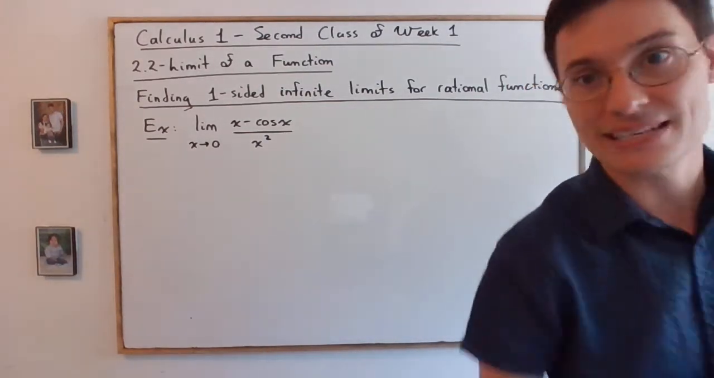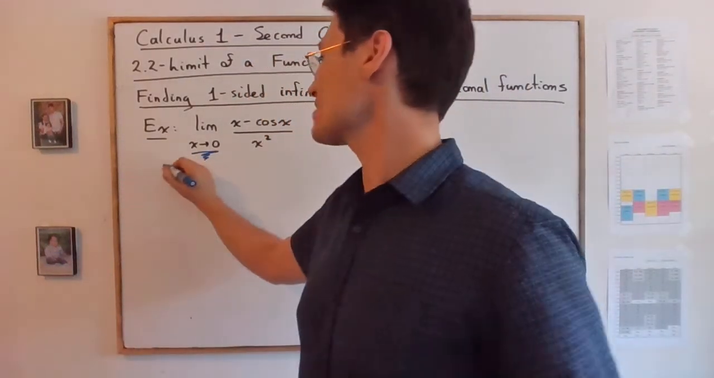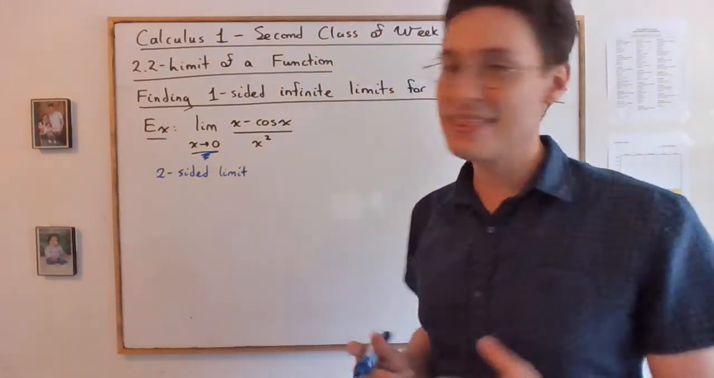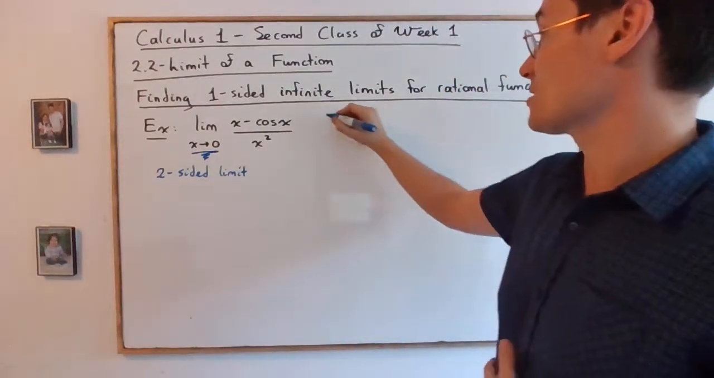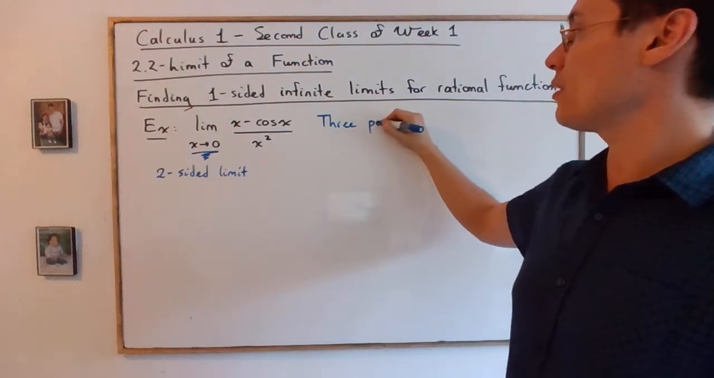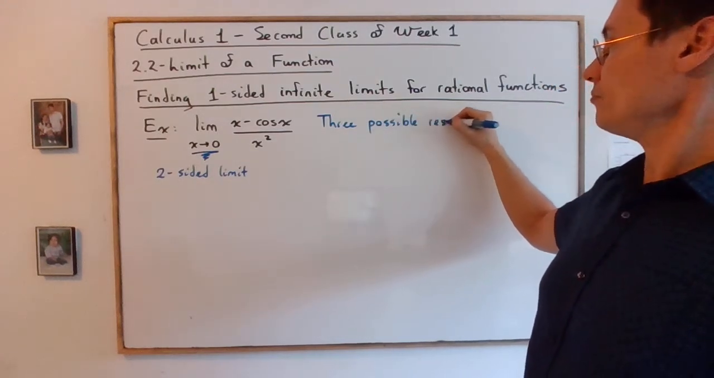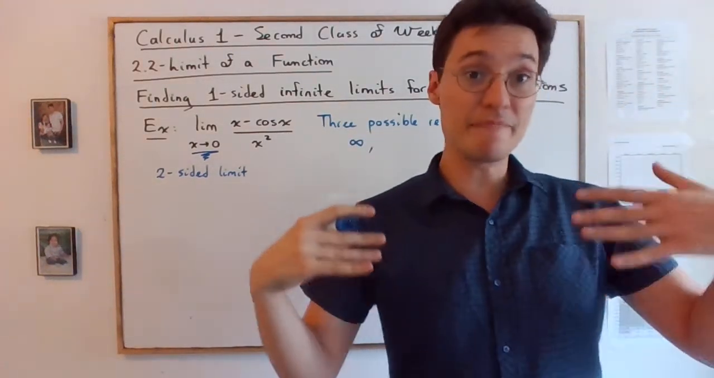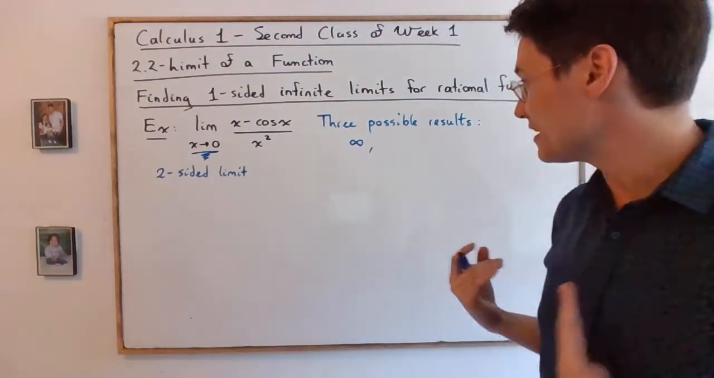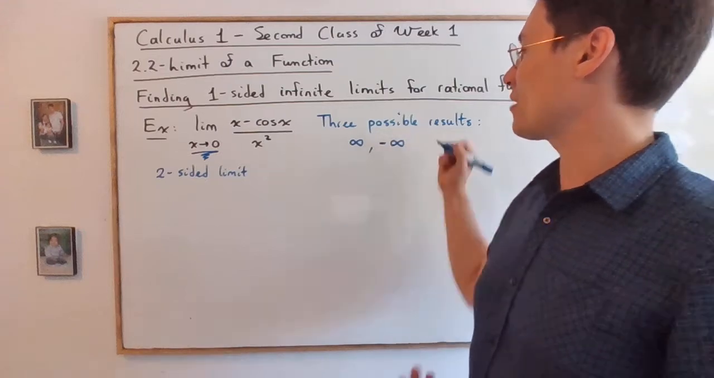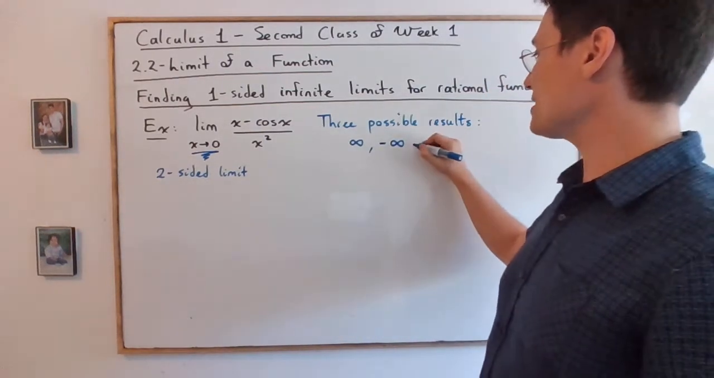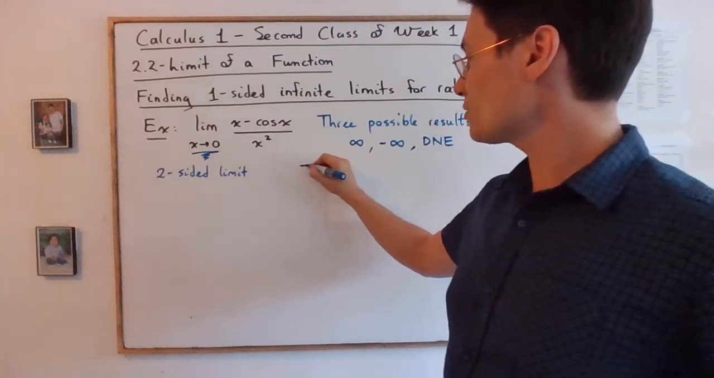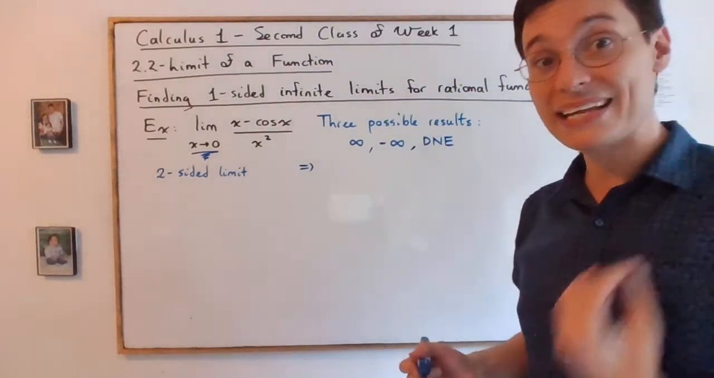However, there is a difference. And the difference is in the fact that this is a two-sided limit. So it's not a one-sided limit, it's a two-sided limit. And as such, there are three possible results. These could be infinity: if both sides are going to infinity, the result will be infinity. If both sides are decreasing without bound, it will be negative infinity. And if both sides don't agree, it will be non-existent. So to figure it out, what we need to do is to compute both one-sided limits.